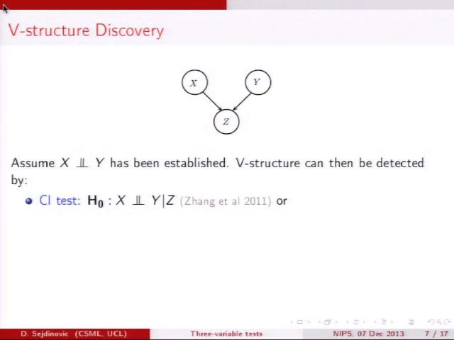So let's go back to our original problem of V-structure discovery. We know now how to test for pairwise independence. We've known for a couple of years. So let's assume that we've established for this problem already that X is independent of Y. Then we can proceed with detecting this V-structure by posing a conditional independence test, whether X is independent of Y conditionally on Z. This has been done by Zhang and coauthors in 2011 by extending the notion of HSIC.